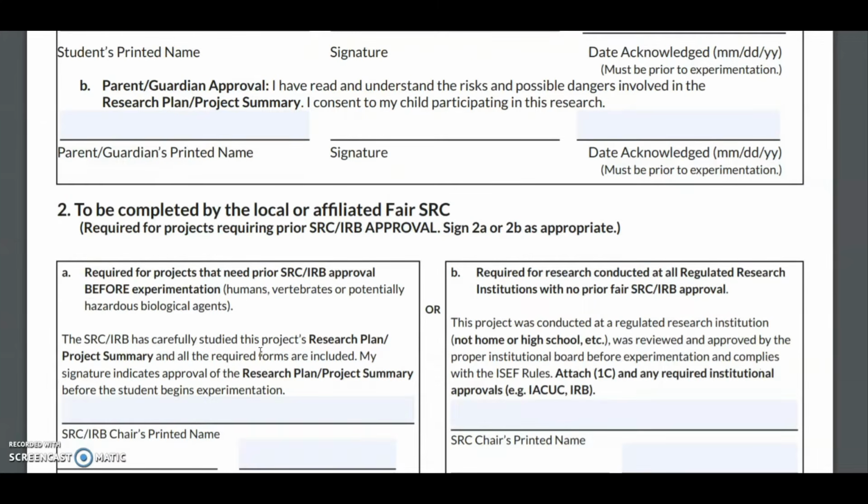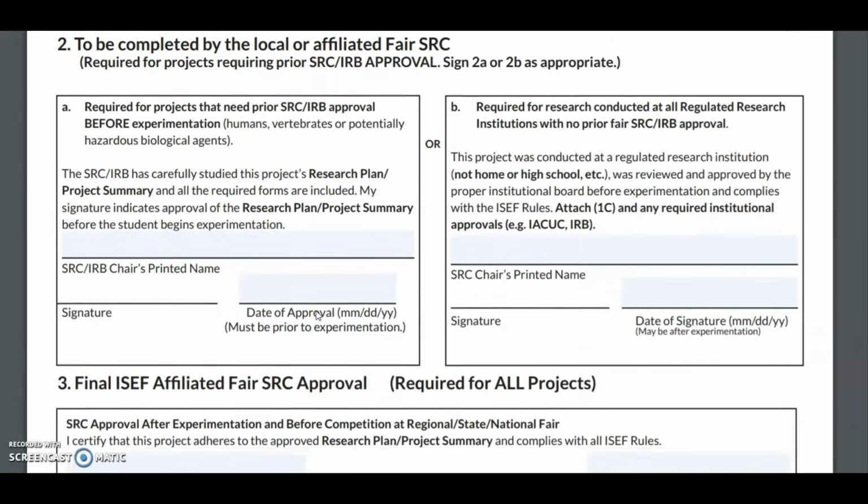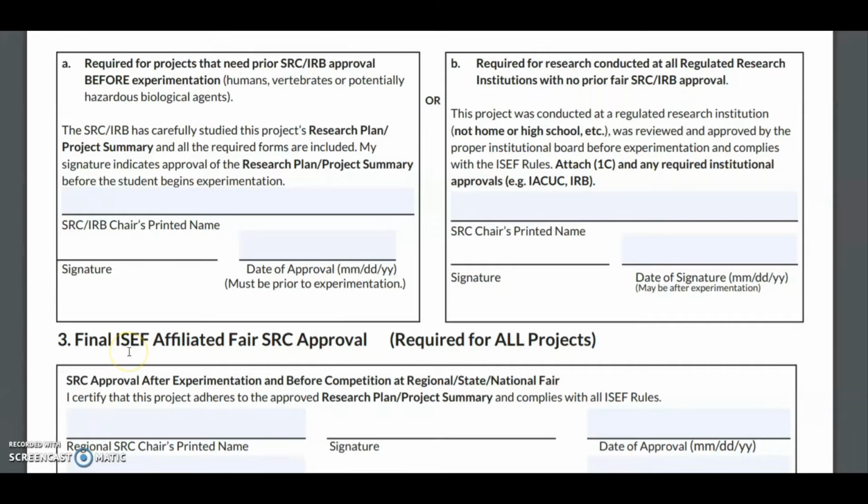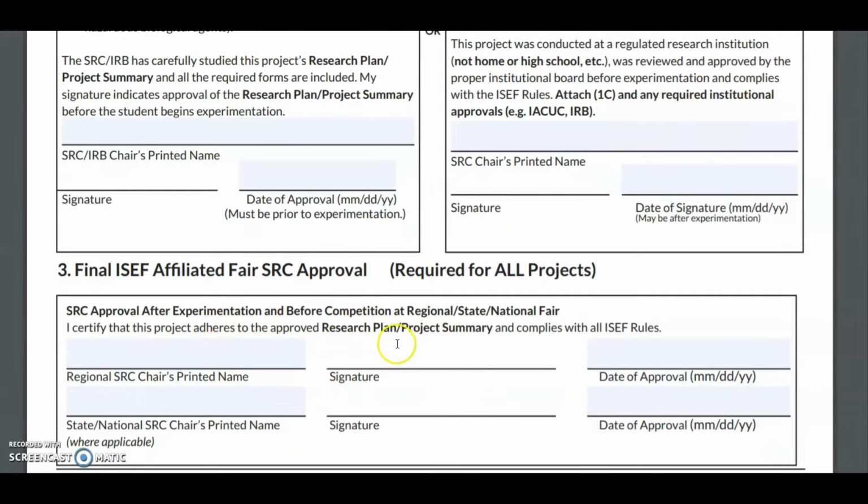So the second part should be completed by the local or affiliated fair SRC, but this is only required for projects that require prior SRC or IRB approval. And lastly, it also includes the final Intel ISEF affiliated fair SRC approval, and this is required for all projects. SRC approval after experimentation and before competition at regional, state, national fair is crucial. So this is really important.